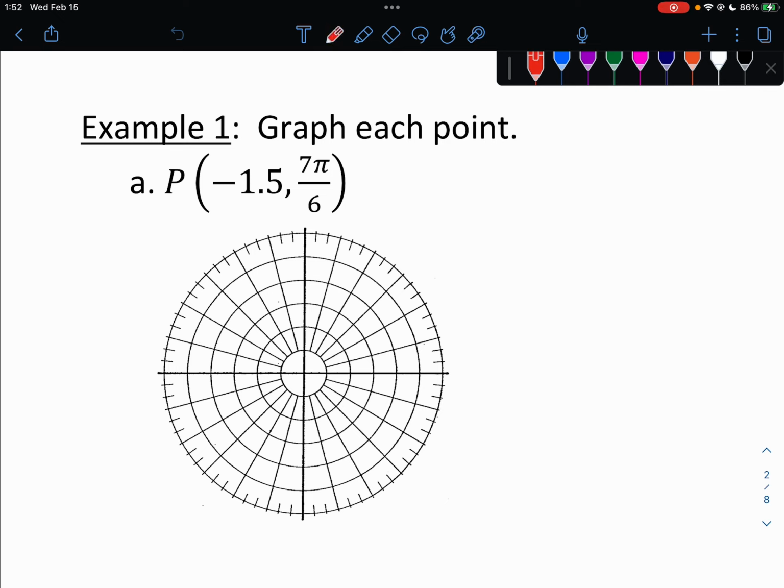negative 1.5 means we're going to go away from it. So again, 7 pi over 6 would be this angle, but that means we're looking at this whole line right there. Negative 1.5 means we're going to go away from this. So towards this 1.5 units, and that would be right about there. So that would be the point negative 1.5 comma 7 pi over 6.